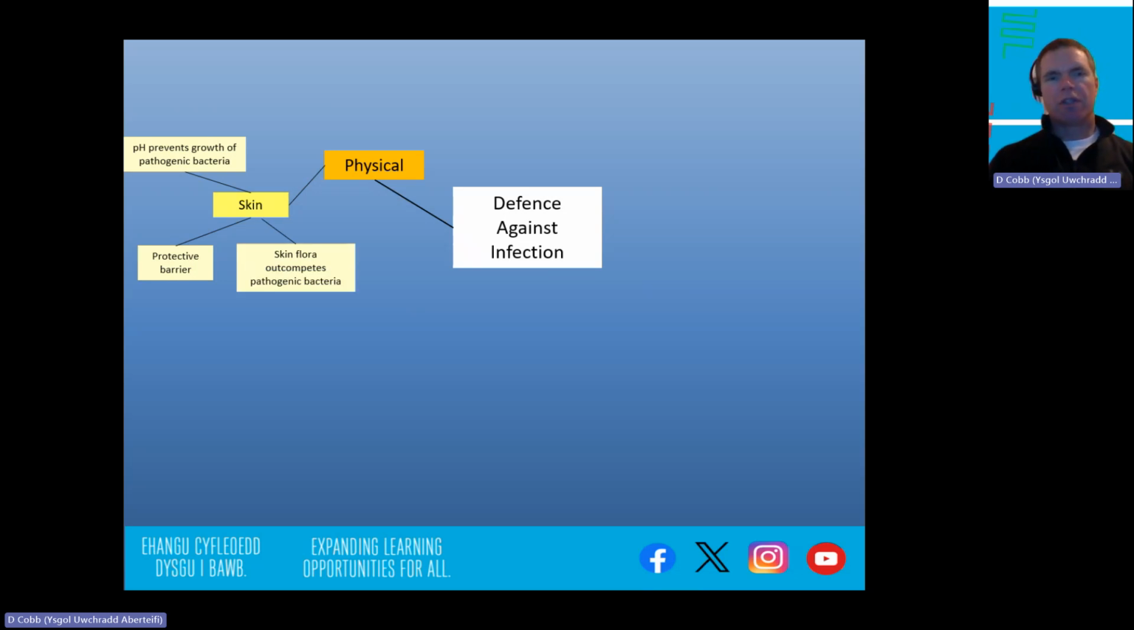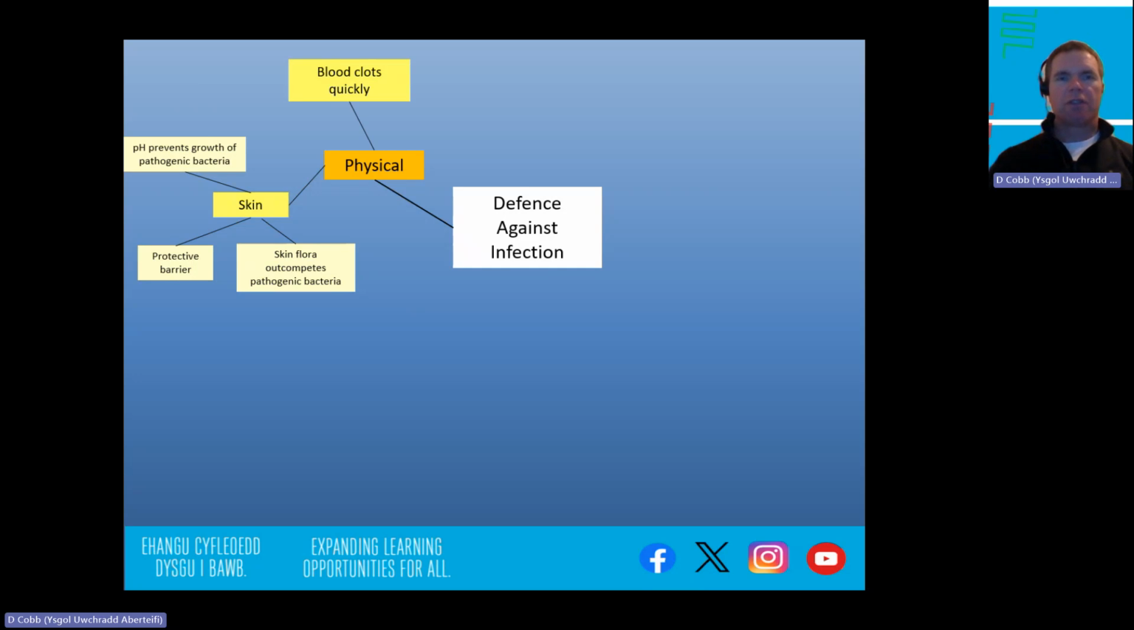Also on the surface of the skin, you have what's referred to as skin flora, which are friendly, or certainly non-pathogenic, bacteria which thrive on the skin and outcompete the pathogenic bacteria. So there's an argument that you don't want to be removing the skin flora, because they will outcompete the pathogenic bacteria.